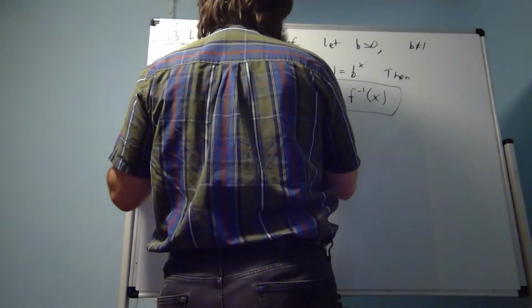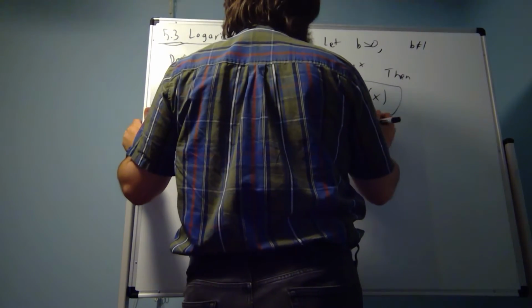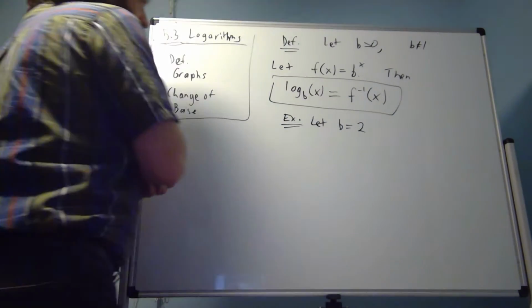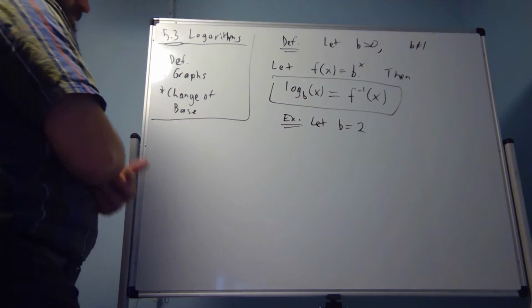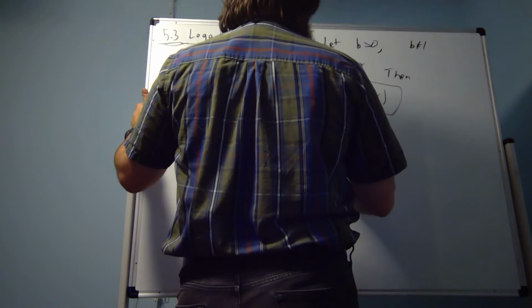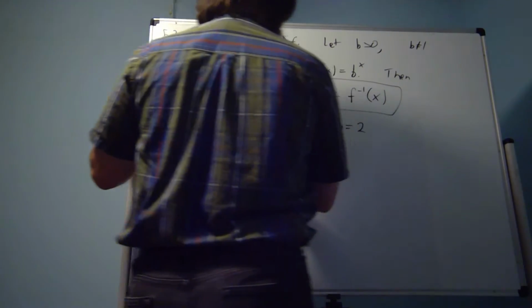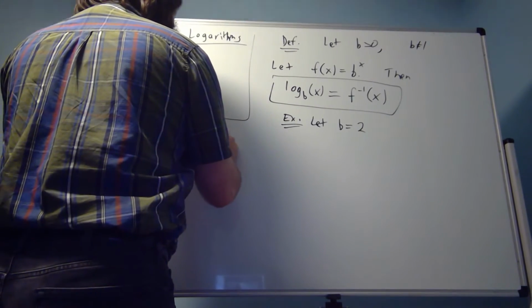So for example, let's not start with e. Let's start with something that's more comfortable. b equals 2 is pretty nice. So just a function that keeps doubling. Well, let's start with the exponential function. So x and then 2 to the x.